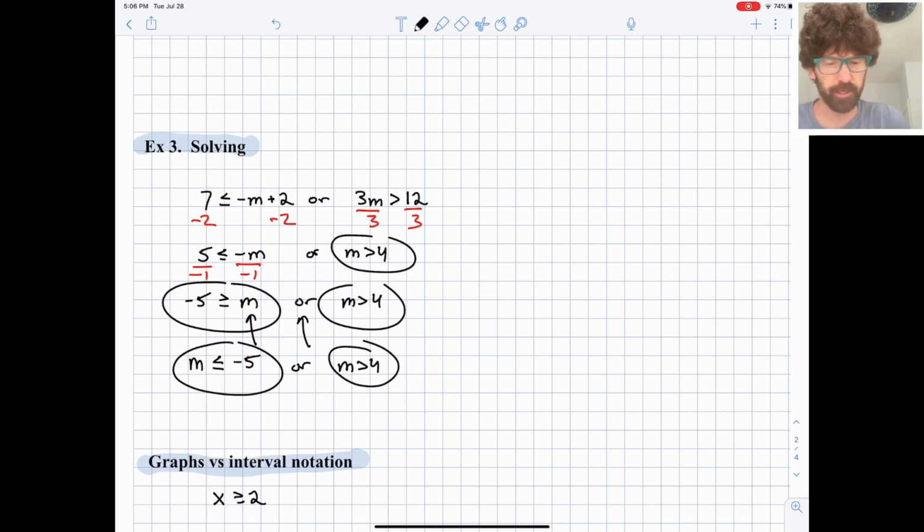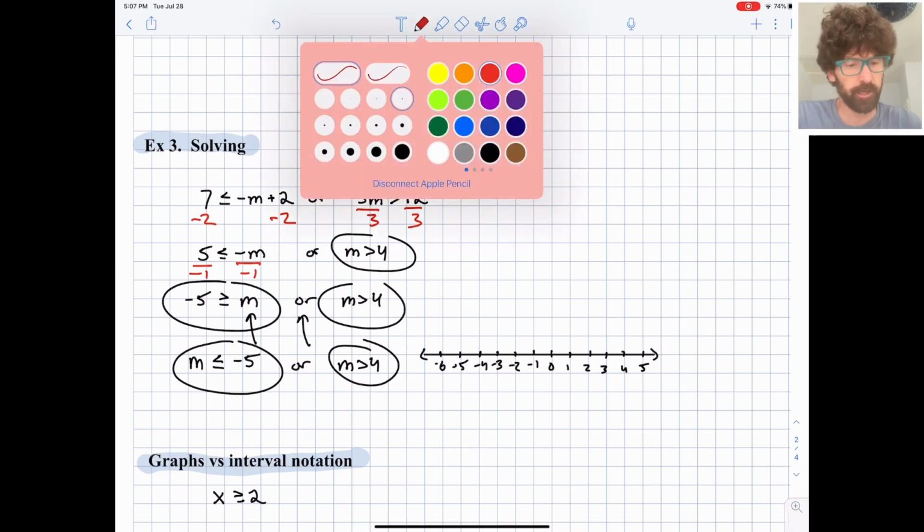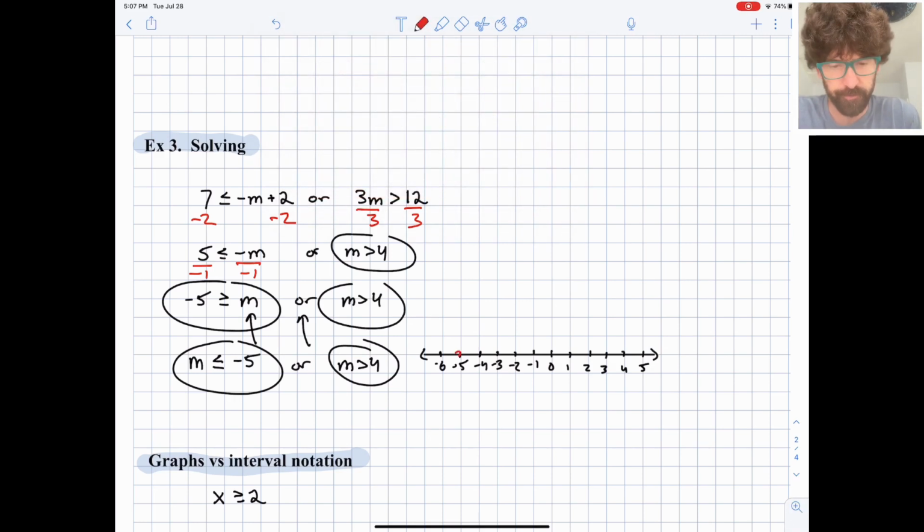Let's do a quick number line sketch here, just to model that. We have negative 5, negative 4, negative 3, negative 2, negative 1, 0, 1, 2, 3, 4, 5. Okay, so just real quick here. m is less than or equal to negative 5, or m is greater than 4. Okay, so any of those numbers within the red zone need to be met.